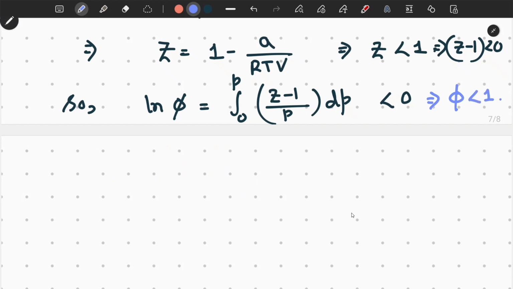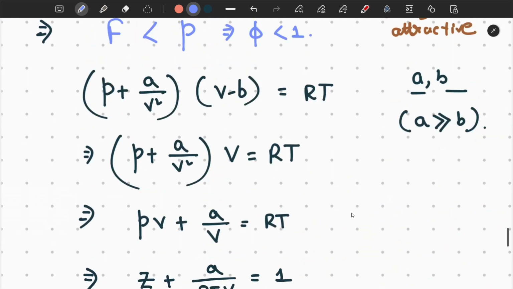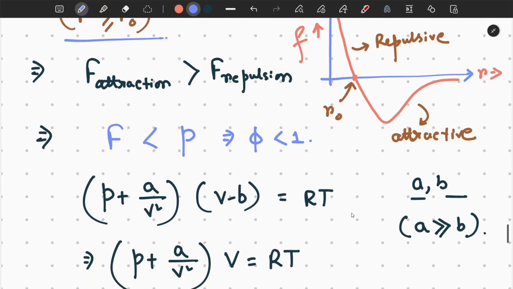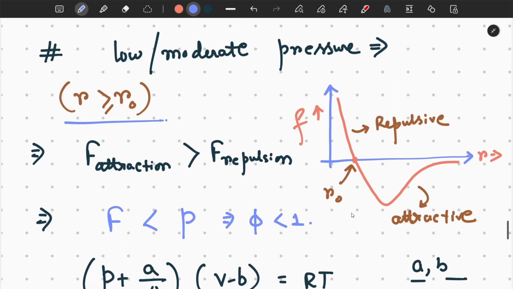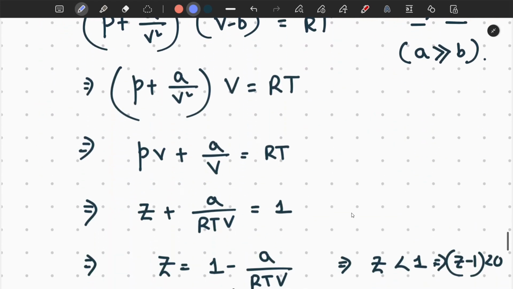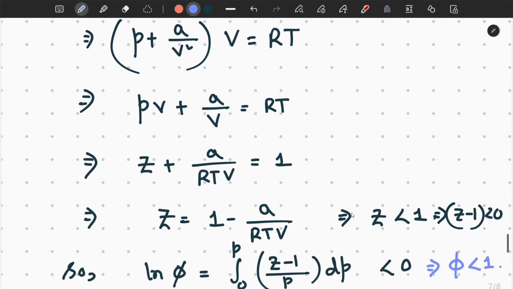So this is the low or moderate pressure case, as long as A is heavily greater than B, or R is greater than or equal to R0. So this definition is already clear. At low or moderate pressure, the force of attraction dominates. Therefore, the force by which a molecule hits the container decreases. That is the pressure of the real gas, the fugacity, which is less than the expected ideal gas pressure.